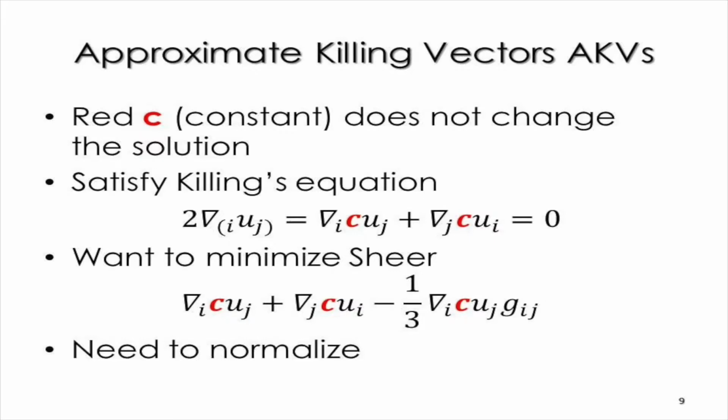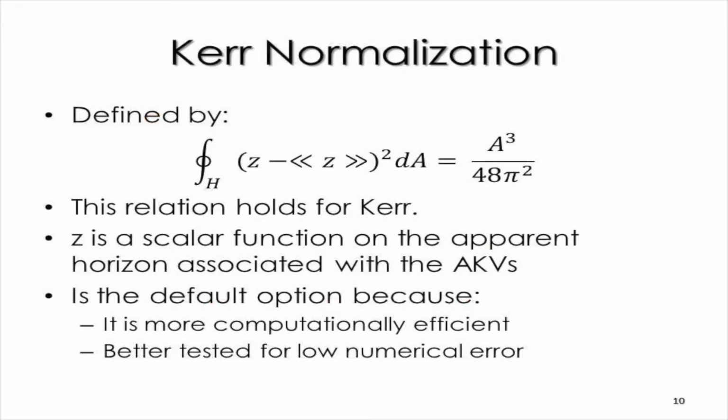One nuance we need to be aware of is that these vectors are defined up to a constant. The constant doesn't affect the solution to the overall equation because constants can come out of derivatives. A constant times a vector in a derivative will just be the constant times the derivative of the vector quantity. So we need to normalize our vectors to figure out what this constant is.